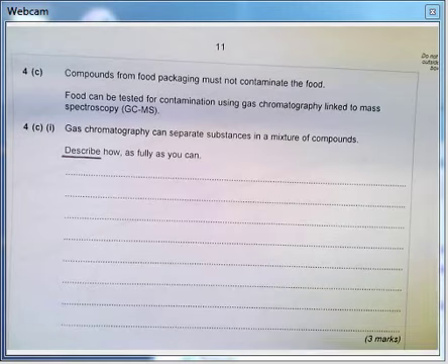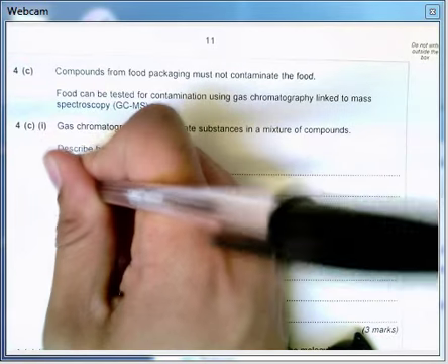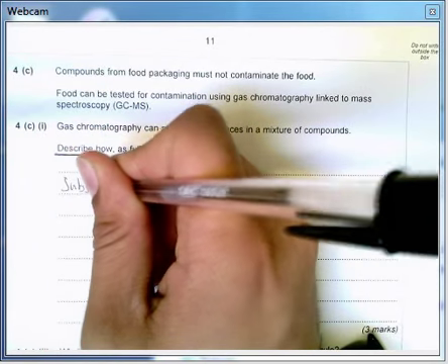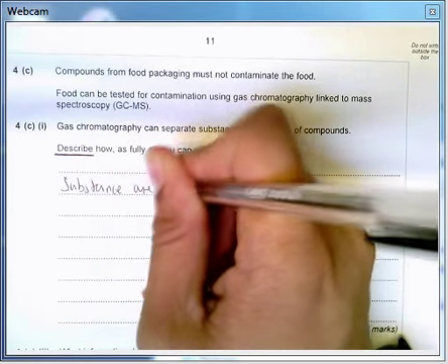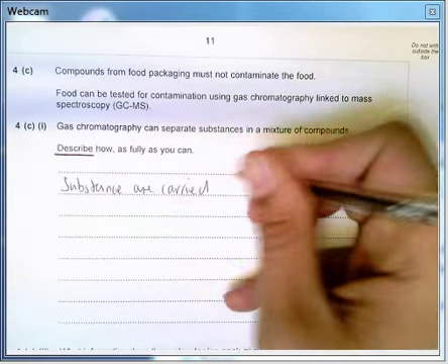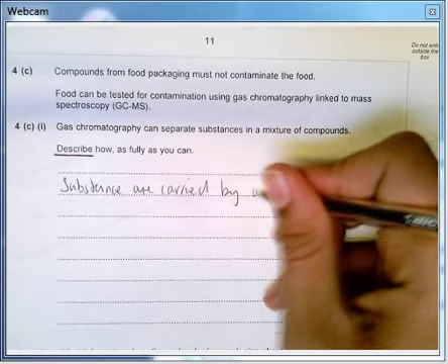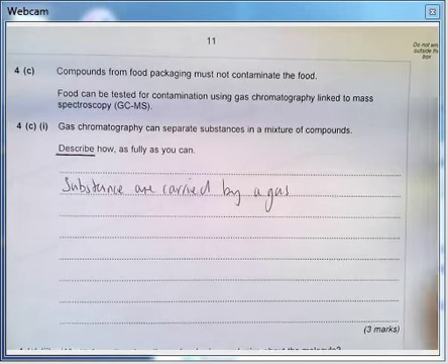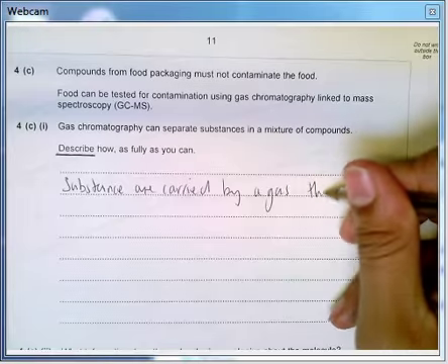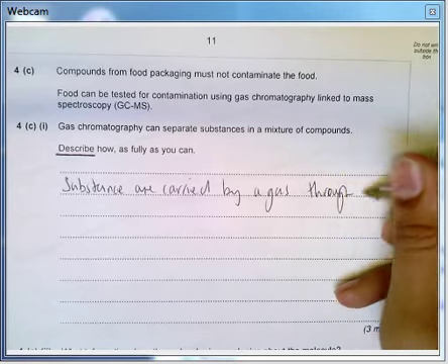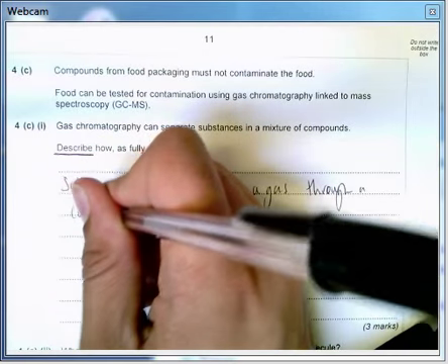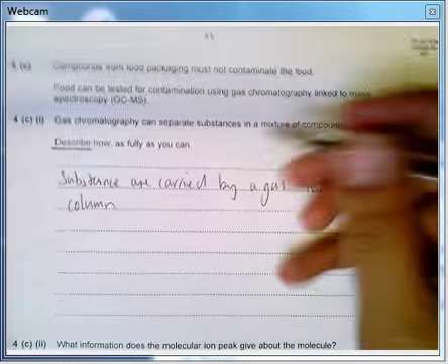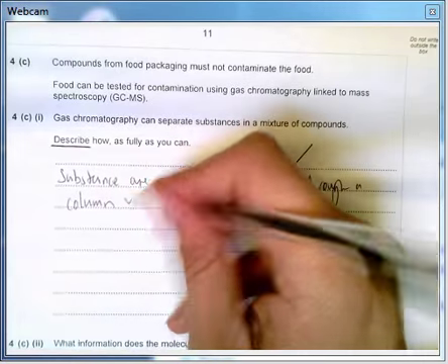Well, the first thing is that whatever substance we're looking at is carried by a gas. Okay, and they're carried through a column. Sometimes it's called a coil or a tube, and sometimes it's mixed with a solid or a powder. Okay, so carried by gas through a column is the easiest way to put it. Okay, so the mark so far: substance carried by gas through a column.